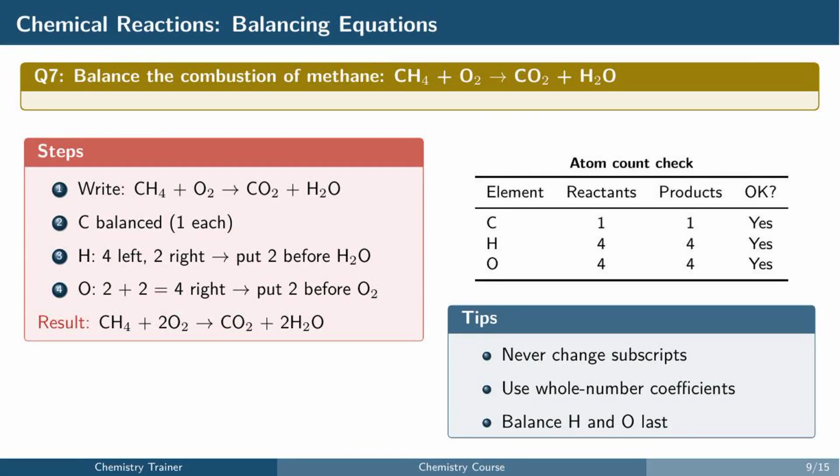Question 7. Balance the combustion of methane. Step 1. Write the unbalanced equation. Step 2. Carbon is balanced with 1 on each side. Step 3. Hydrogen has 4 on the left but 2 on the right, so place a 2 before water. Step 4. Oxygen now totals 4 on the right, so place a 2 before oxygen gas. The balanced equation is CH4 plus 2O2 yields CO2 plus 2H2O.